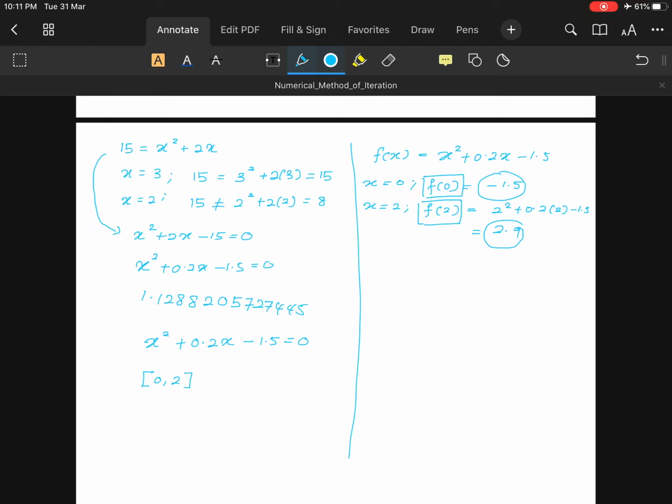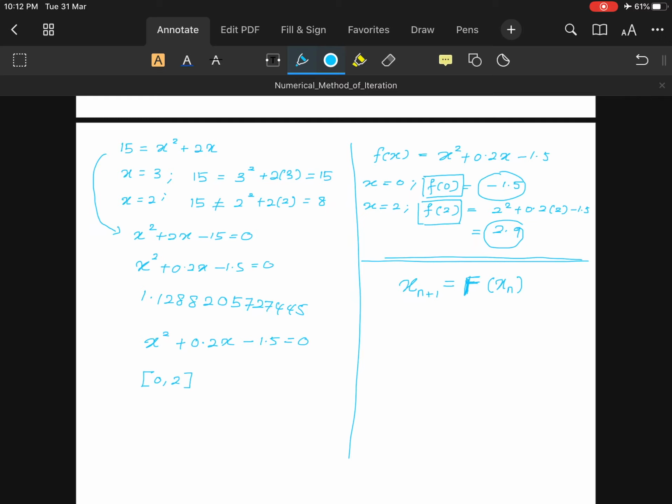Next, after we know that there's a root lying in that particular interval, in order to use the iteration method, we have to find what we call a relation such that x_(n+1) equals F(x_n). This is a capital F, so capital F is a function of x_n.